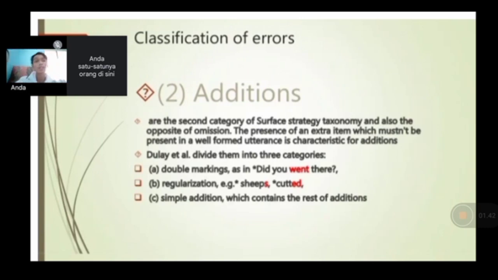The second one is additions. So additions are the second category of the surface strategy taxonomy and also the opposite of omissions. The presence of an extra item which mustn't be present in a well-formed utterance is characteristic for additions. Dulay divides them into three categories. Double markings, as in "did you went there". Regularization, "ships, cat it". Simple addition, which contains the rest of additions.